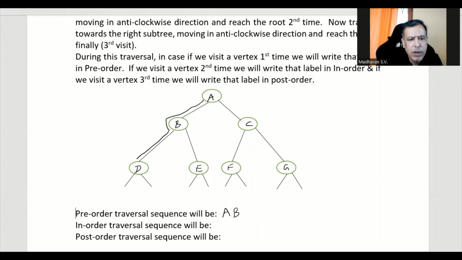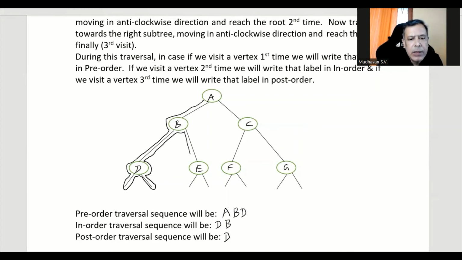We met now D. I will write D because that is the first time. Then circle this. Again, you are visiting vertex D, so I write it in the in-order, second time. Then traverse like this. Again, you are visiting D, so I write it in the post-order. Then go like this. You visited B for the second time now, so here we will write B.